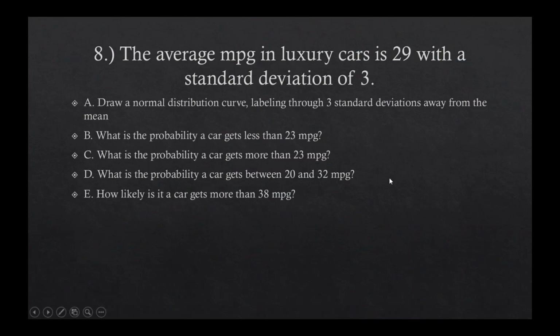Okay, so for the next 5 slides, these are the questions that we are going to answer. And we're pretty much going to do them together, at least for a bit. So the average miles per gallon in luxury cars is 29 with a standard deviation of 3. Okay, so we know our mean. We know our standard deviation. That's important. So from using that information, we are going to draw the curve and label all of those numbers at the bottom. Then we're going to answer some probability questions about it.